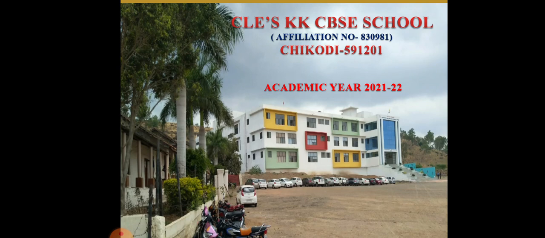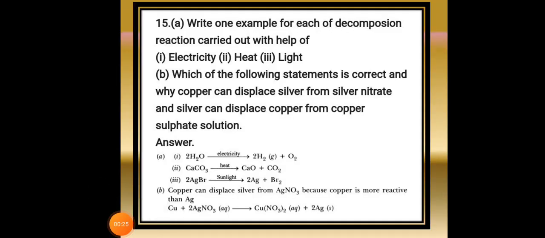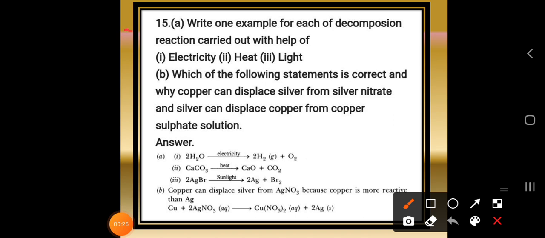Okay, so let's begin. Here the first question is: write one example for each of the decomposition reactions carried out with the help of electricity, heat and light. So this is our first question, 15 A and B. First we will solve 15 A itself, that we have to give one example for the decomposition reaction carried out with the help of electricity, heat and light.